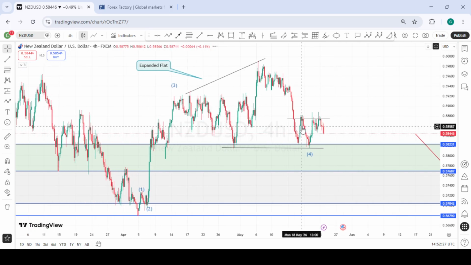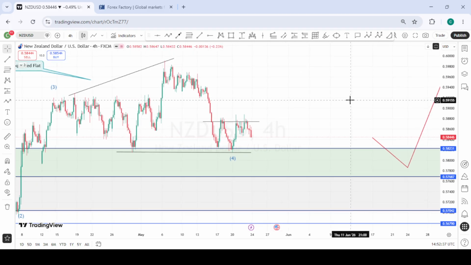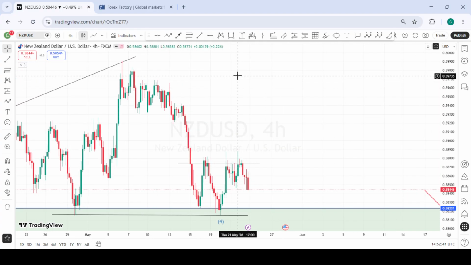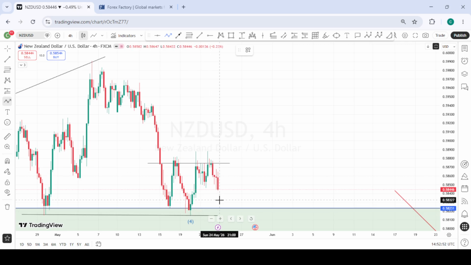This is NZDUSD. Last week we were looking forward to a possible reaction from some zones around this area, but then looking at what DXY is doing, we are likely going to see either a triple bottom formation, or a possible inverse head and shoulder, which this might likely be the left shoulder, and this will be the head, and a possible right shoulder which is forming.